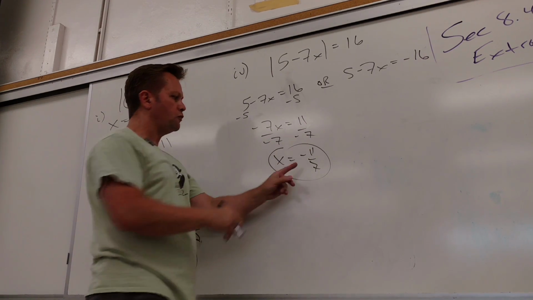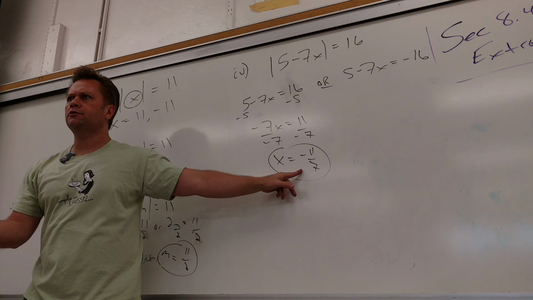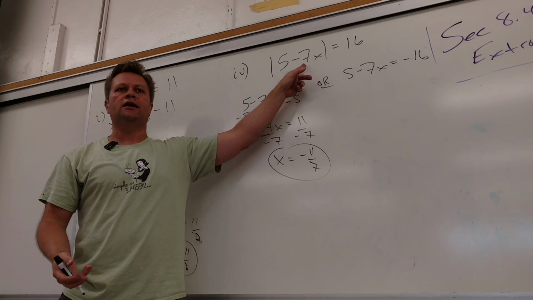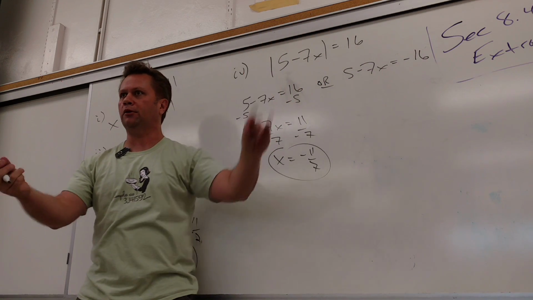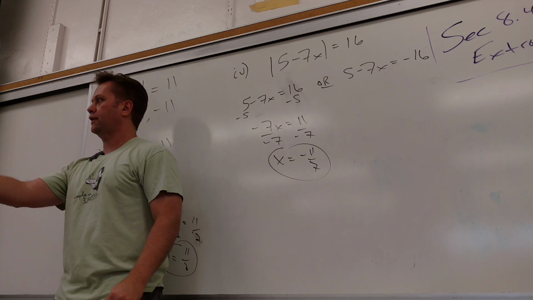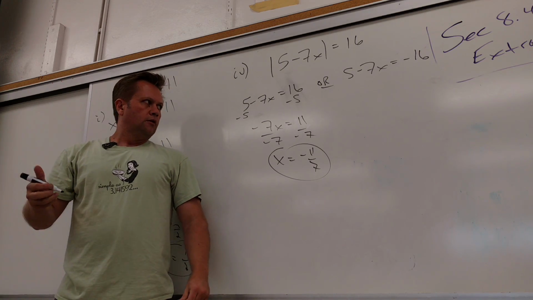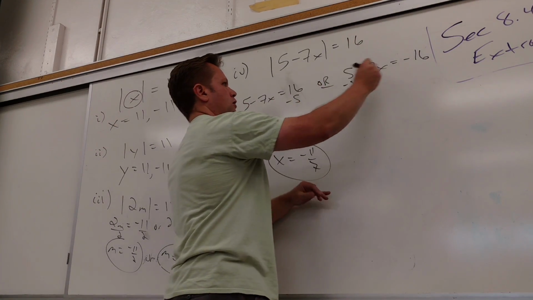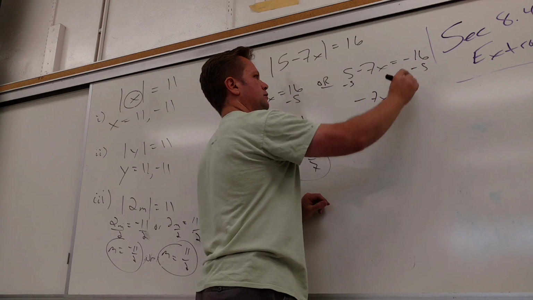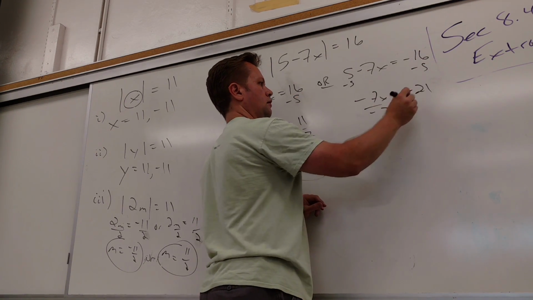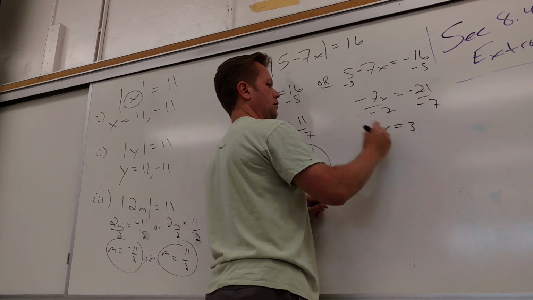People freak out here a little bit. Negative answers are completely fine, right? In fact, I could put a negative number inside. It just can't equal a negative number, right? There's nothing you can take the absolute value of and have it come out to be negative. And then over here the same way, subtract 5, negative 7x equals negative 21. x is 3.